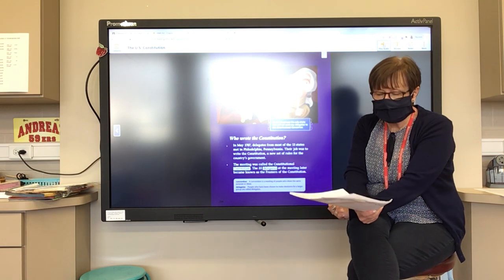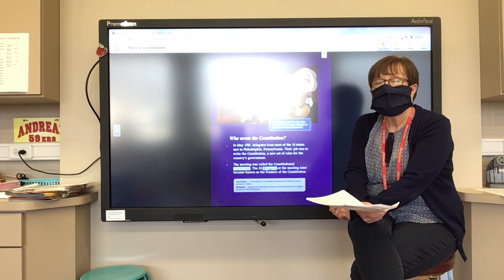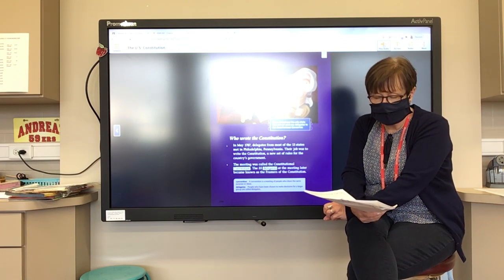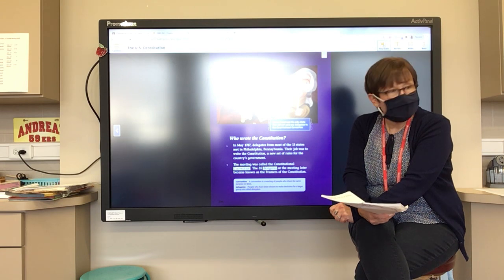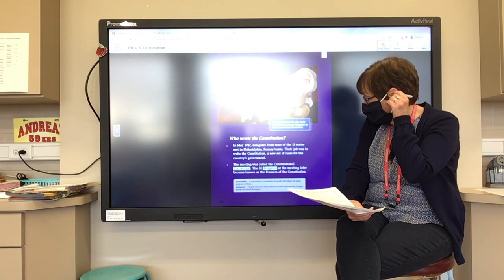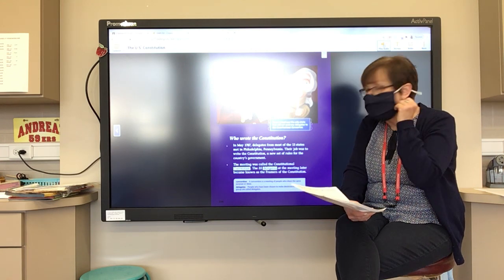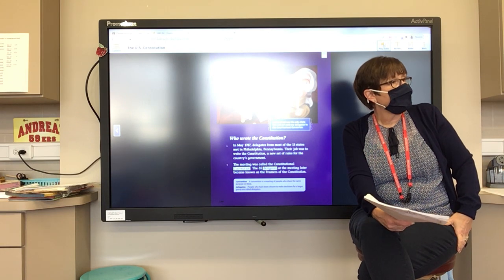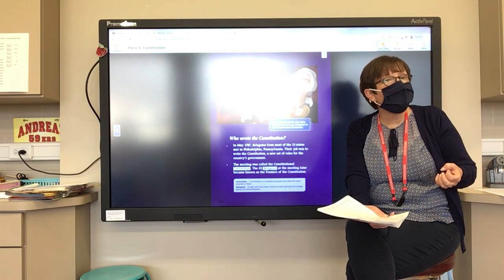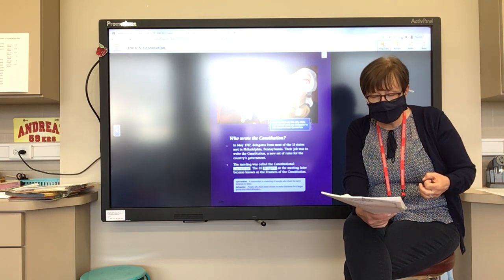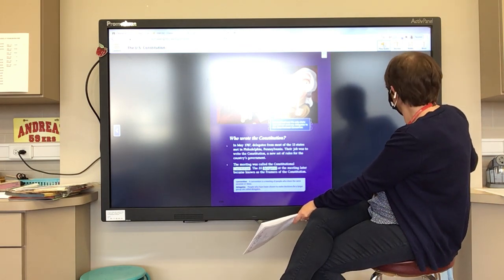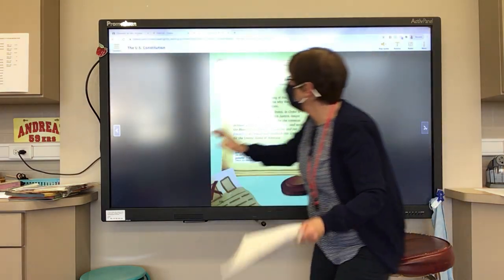Okay, so 55 delegates met to write the Constitution. What is a delegate? Avery, what's a delegate? Yeah, but what is a delegate? Oh, people who have been chosen to make decisions for a larger group. Yeah, people who have been chosen to make decisions for a larger group. Very good.